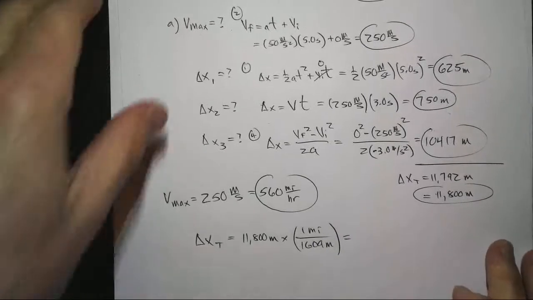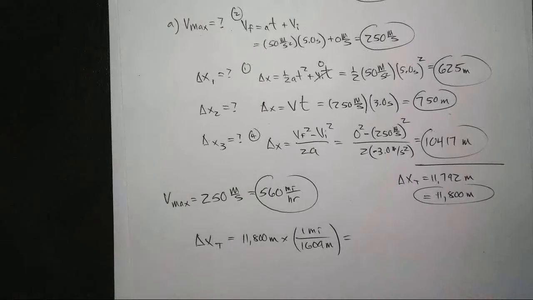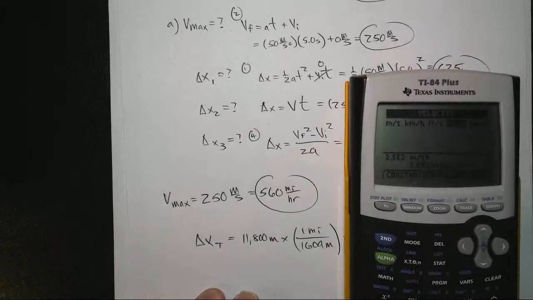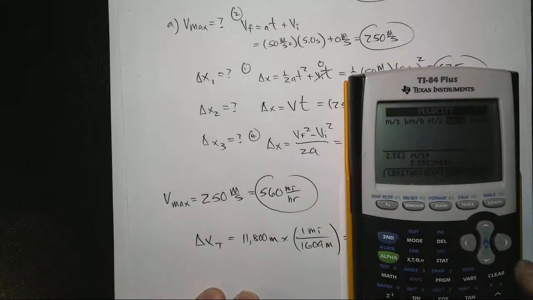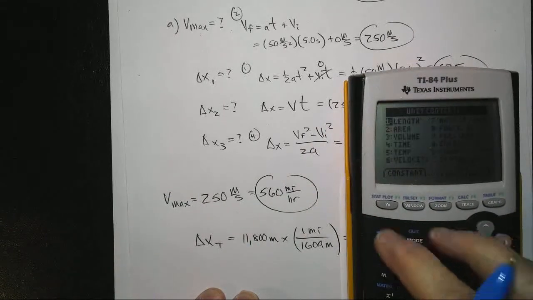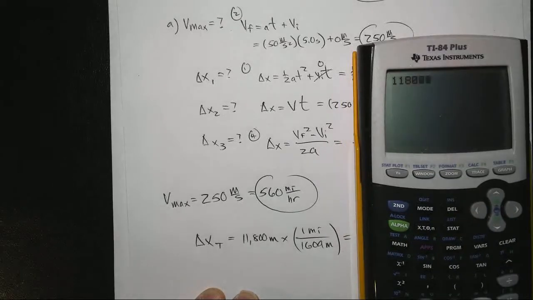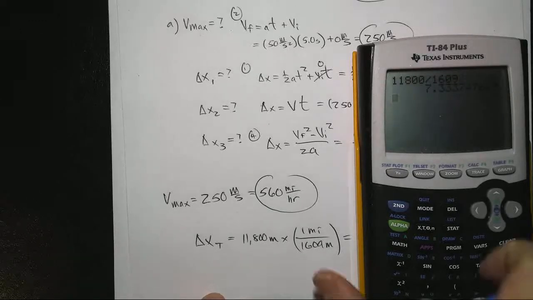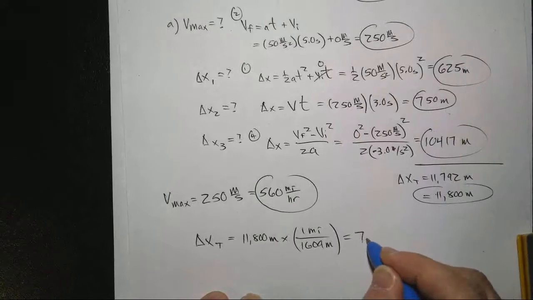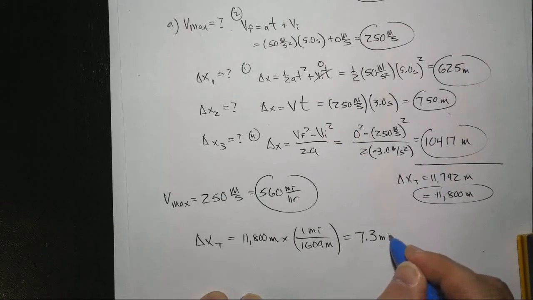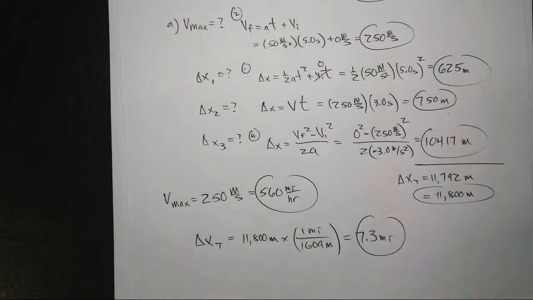So the unit factor of conversion would be 11,800. Okay, I'm going to get us out of this. I'm going to hit exit. I'm going to take 11,800 divided by 1,609, and I'm going to get 7.3 miles. So 7.3 miles is the total displacement.